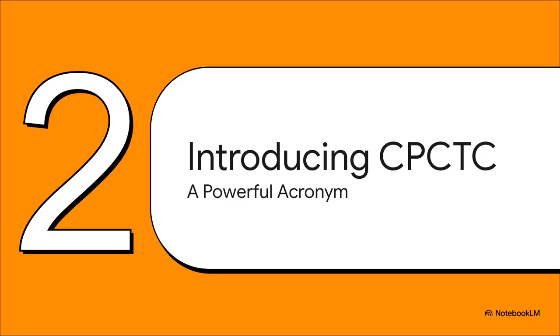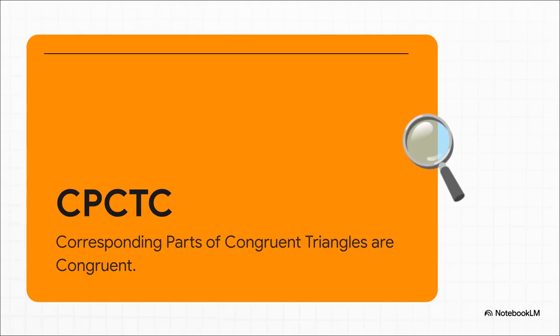Well, there's a special tool for that, and it's an acronym that, trust me, you are going to see everywhere in geometry. And here it is, CPCTC. Yeah, it's a bit of a mouthful, but it says exactly what it means. Corresponding parts of congruent triangles are congruent. This becomes your go-to justification. It's the logical step you write down in a proof to say, hey, I already proved the triangles are congruent, so now I can claim that these specific matching parts are congruent too.